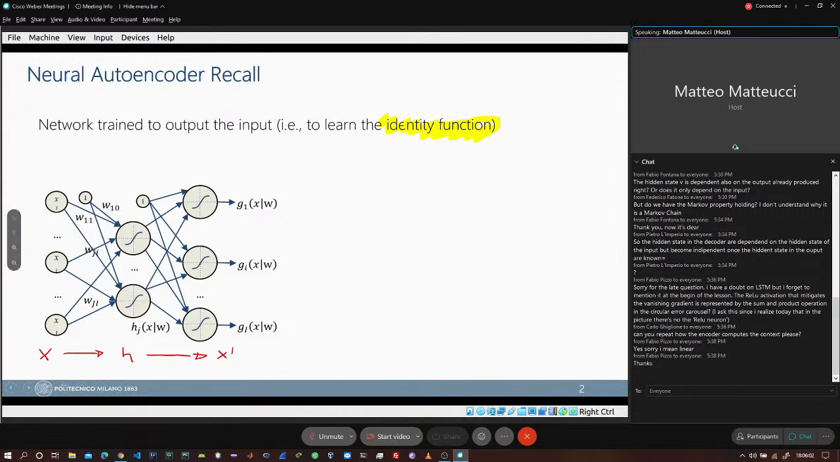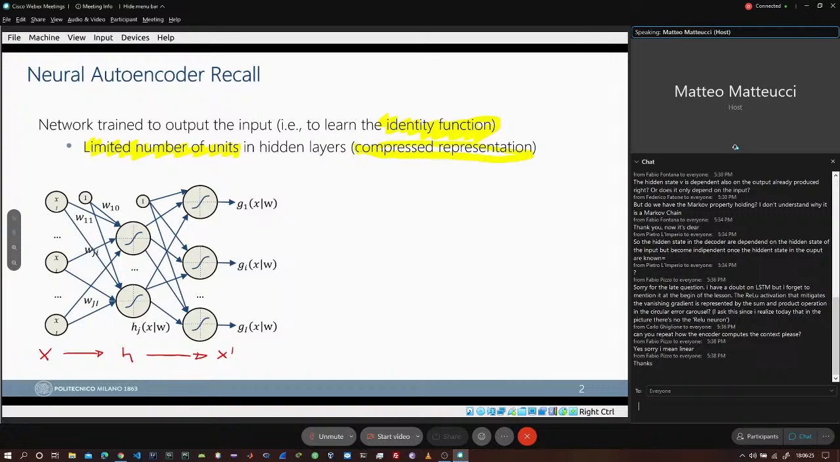What is different from the identity function? First of all, what you usually do is put a limited number of hidden units. What does it mean? It means that your internal representation of x is a compressed representation.